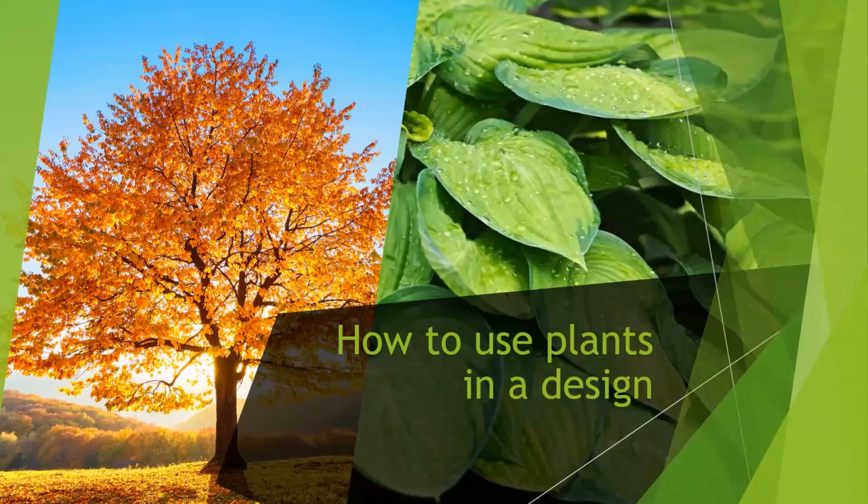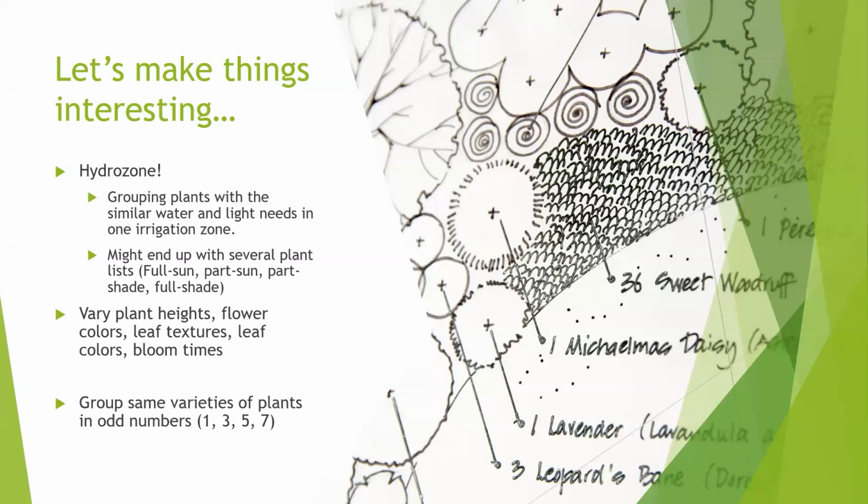So now we're going to get into the nitty-gritty of how we are going to use plants in a design. We're going to focus, not necessarily on individual plants themselves, but on what to look for when you are doing a design. So let's make things interesting. When you are designing, you want to group plants that use the same amount of water together. They have the same light needs, same soil needs, same water needs. That's called hydrozone.